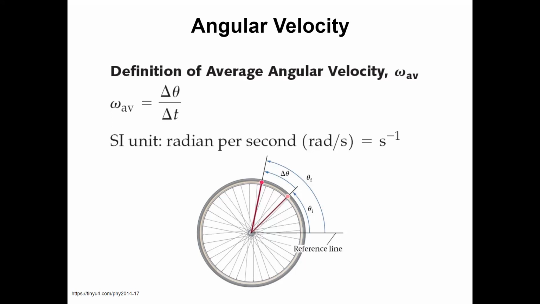This looks like a W, but it's omega. So it's omega average equal to delta theta divided by delta t. This should be in radians. The SI unit should be radians per second or just per second because radian is dimensionless. When you do that equation, delta theta means theta final minus theta initial, if the point travels from here to here. And that gives you delta theta.